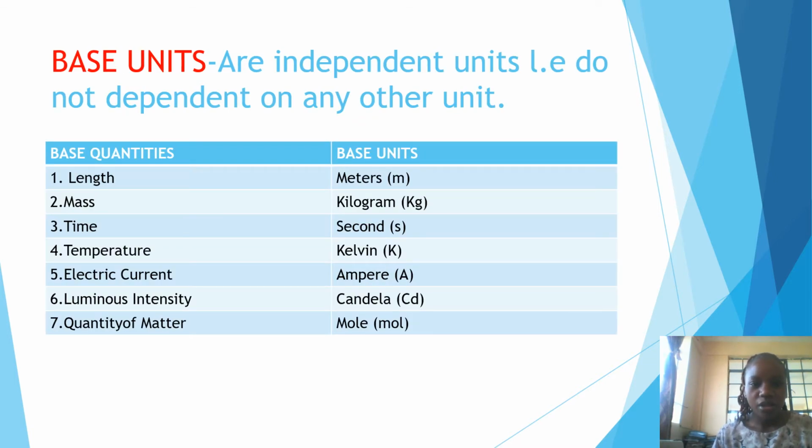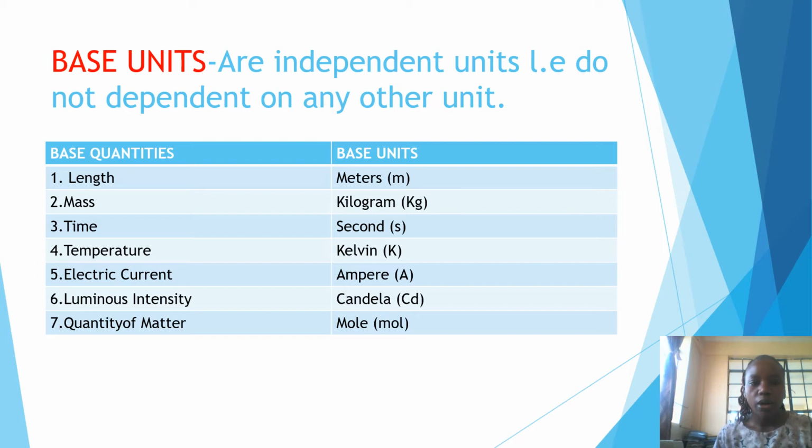On base units, these are units which are also known as the fundamental units, and these units are independent, meaning that they do not depend on any other unit. We have 7 base quantities and 7 base units. Each quantity has its own unit.